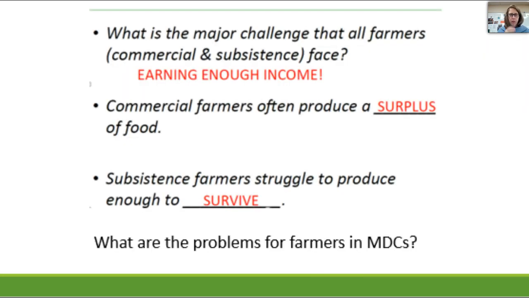All right, so a major challenge of farmers everywhere in the world, whether commercial or subsistence, is earning enough income. In places with a lot of commercial farming, like here, one of the problems is a surplus of produce, and subsistence farmers are struggling to produce enough to survive, or enough to survive and make enough money to buy the things they might need in addition to their food. And so with overproduction, you've got low incomes because you've got a surplus. You've got too much of it, so the prices go down, and the farmer might not make enough money.